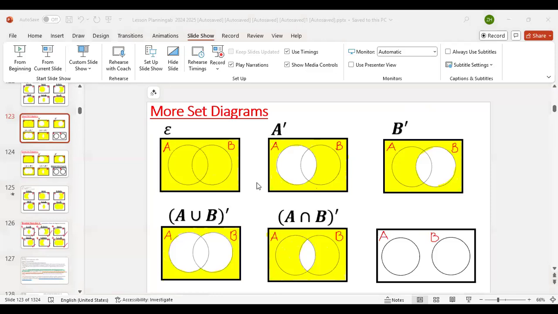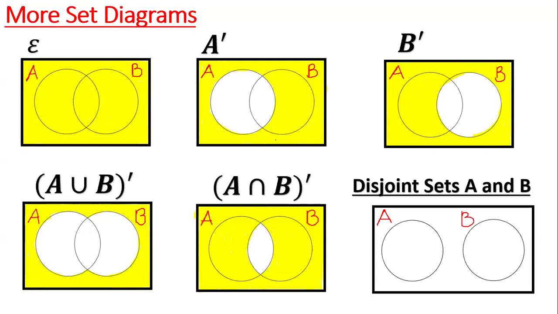I haven't taken this down yet. No problem. I'm not removing it forever. So this is disjoint sets, okay? Disjoint sets A and B. So that's how we label it.